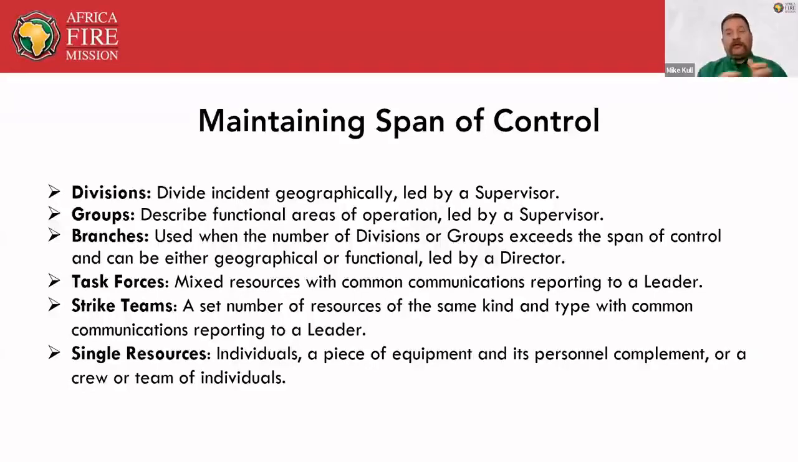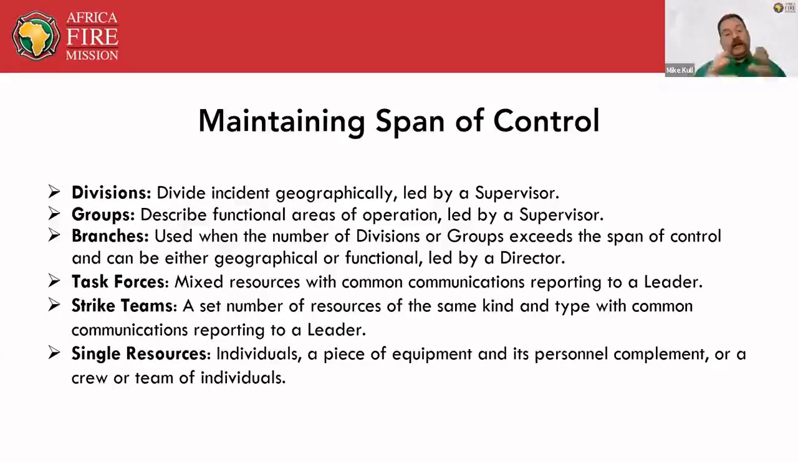If we want to mix some different resources together, so we want to call for both fire and EMS working together, that we call a task force. So a task force is a bunch of different types of resources that are mixed together that then go and report to a single leader. So you'll have a strike team leader, then a couple of different strike teams of different types can combine as a task force. That task force will have a team leader.